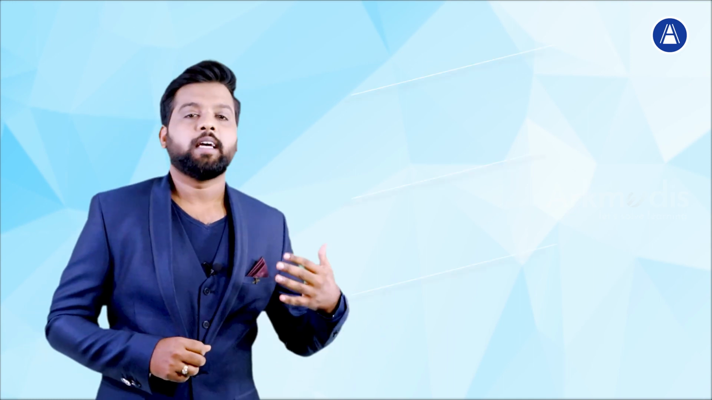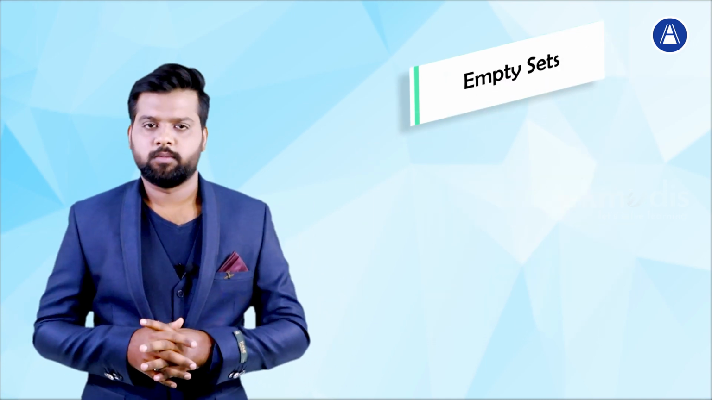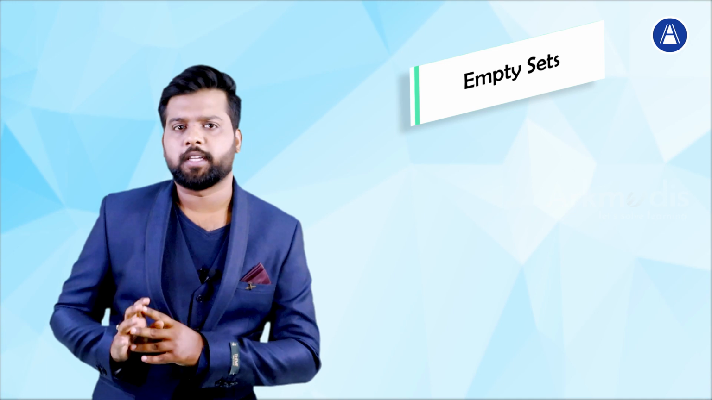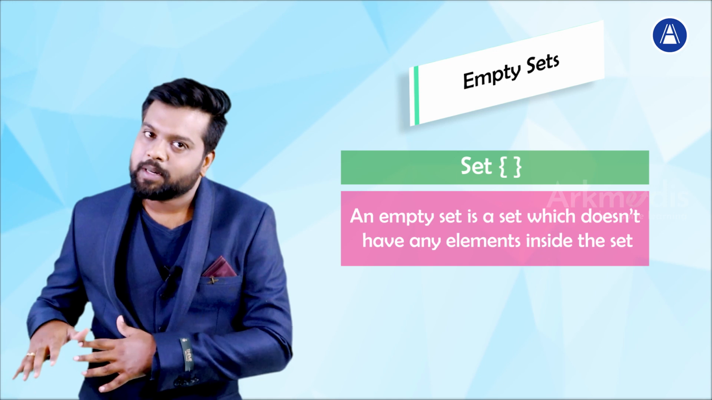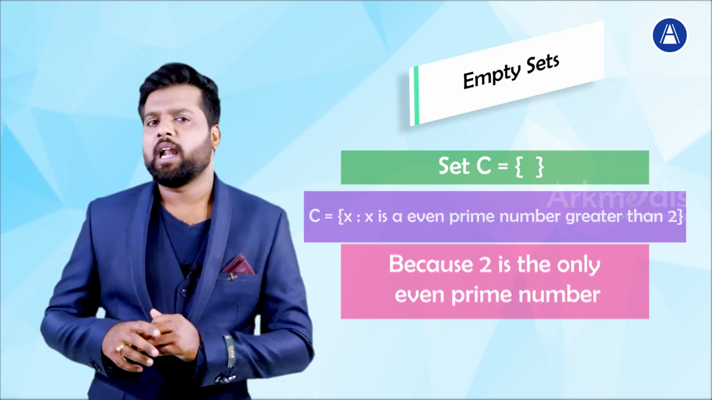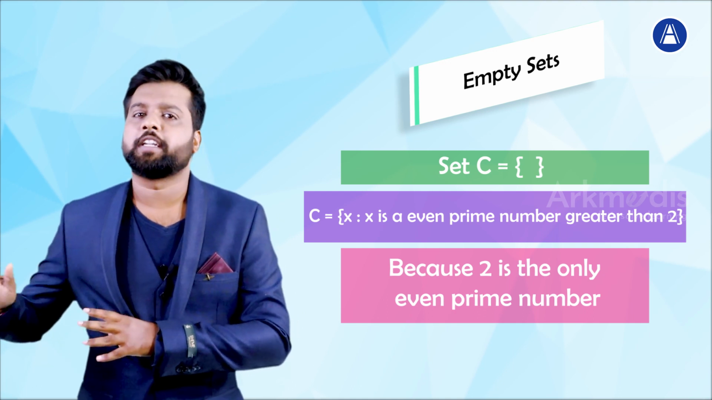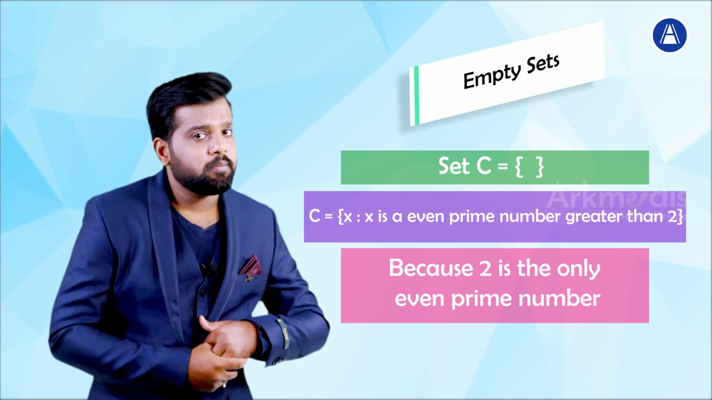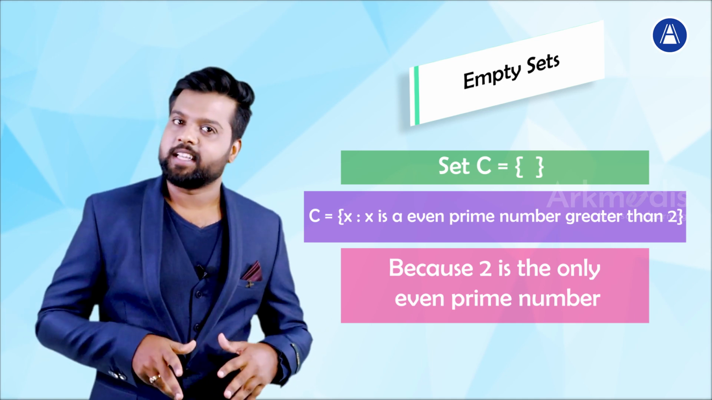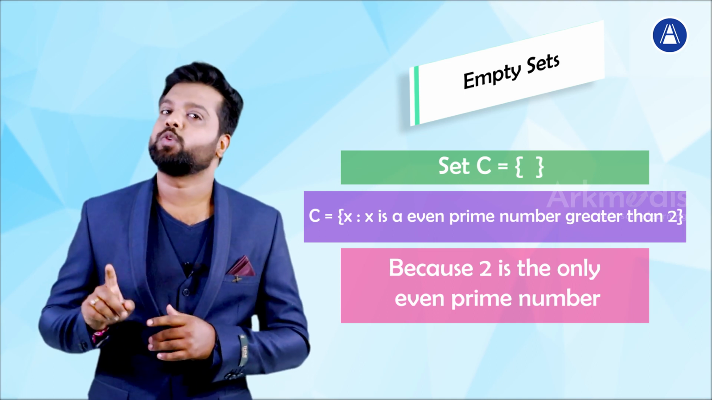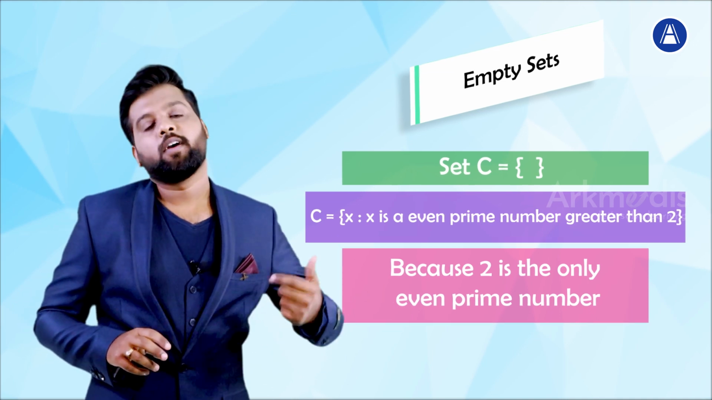So the next concept is empty sets, finite sets and infinite sets. What do you mean by empty? Okay. Basically, when there is nothing, we call it empty, right? Even here, it's the same. An empty set is a set which does not have any elements inside the set. For example, I'll define a set C as {x : x is an even prime number greater than 2}. Do we have any even prime numbers greater than 2? No, because 2 is the only even prime number. Hence, we can say that C is an empty set because no such element exists, okay? So, empty set is also called as null set and void set.